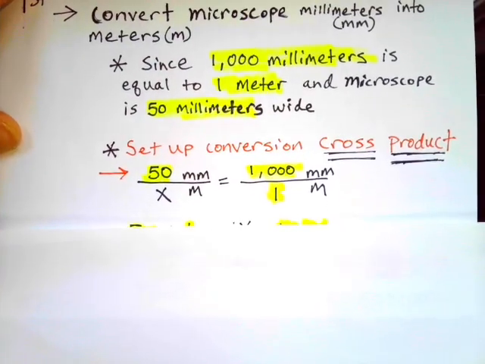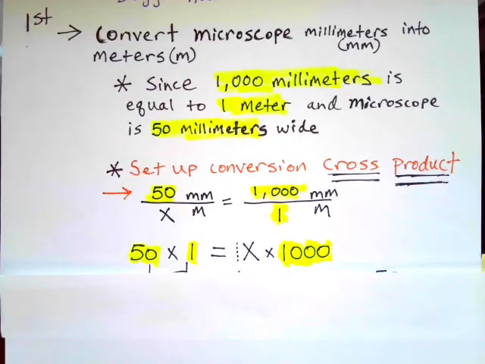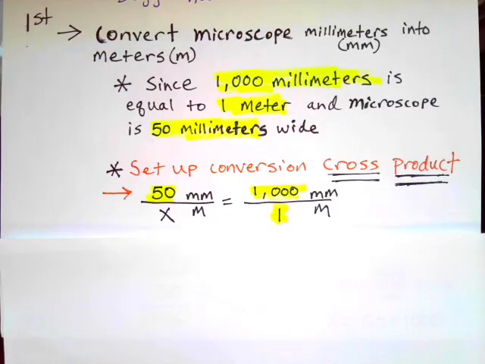Now, 50 millimeters is equal to x meters, and we don't know what that conversion is yet. 1,000 millimeters to 1 meter. We know we have a 50 millimeter microscope. So this is setting up our conversion rate, what's called a unit rate: 1,000 millimeters to 1 meter.